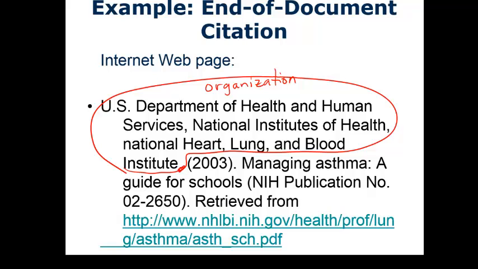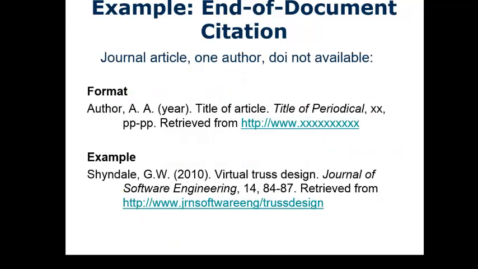Notice there's a period at the end of that, followed by the parentheses where you're going to get your published date. Now this is not the copyright date. This is if it gives you a date when it was published. Notice there's a period after that. Next, you would find the title of the article. In this case, the title of the article from the U.S. Department of Health and Human Services was Managing Asthma, a Guide for Schools. And there's a period that goes after that. And then retrieved from, and then you copy and paste your full entire URL address.